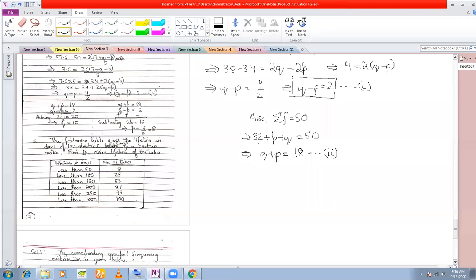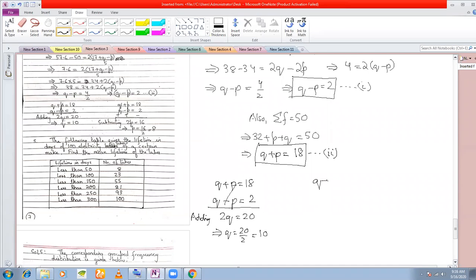So we solve these two equations simultaneously, equation number 1 and 2, to get our P and Q, the missing frequencies. So Q plus P is equal to 18. You add and subtract the two equations, you will get, adding, elimination method, 2Q is equal to 20. You get Q is equal to 20 by 2, which is 10.